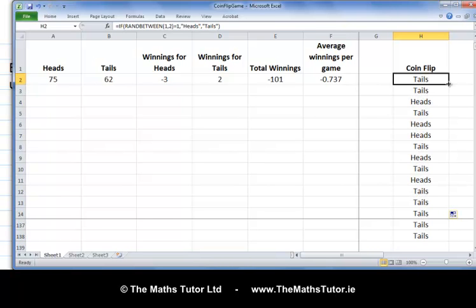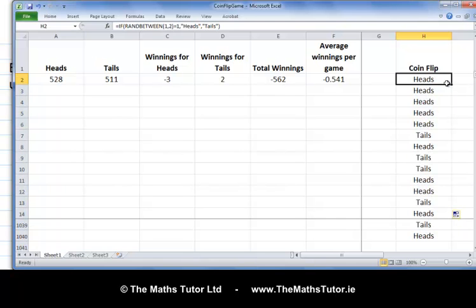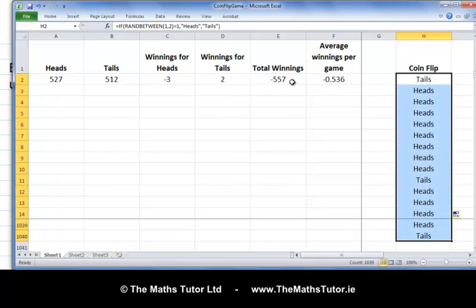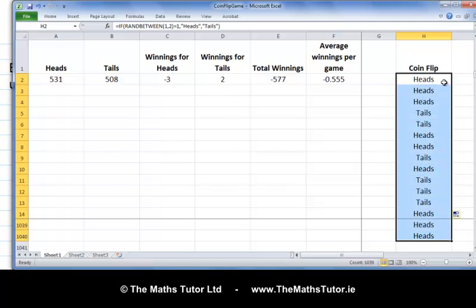So let's do it an even larger number of times. Let's play, say, about 1,000 times. Okay, so we've played 1,039 games there. And our total winnings was minus €562. So we lost €562. If we do it again, our total winnings was minus 557, and so on. This time we lost €662. So this figure keeps changing every time we play. But look what happens to the average winnings. It's minus 0.55 that time.